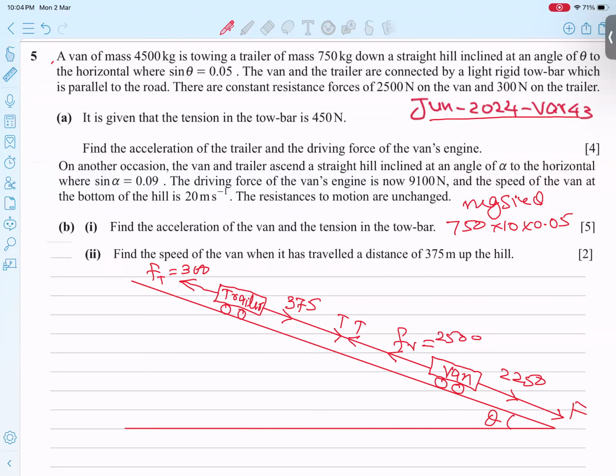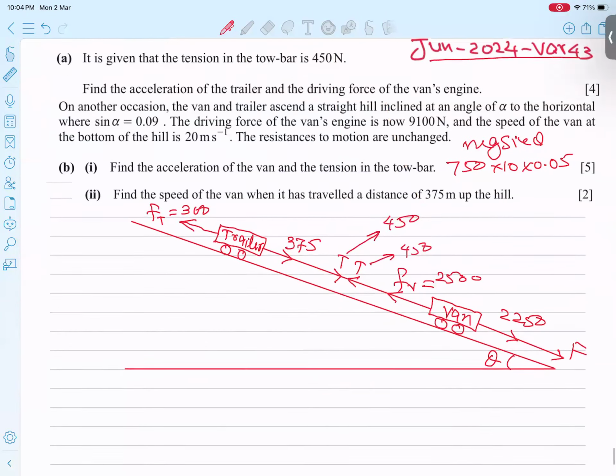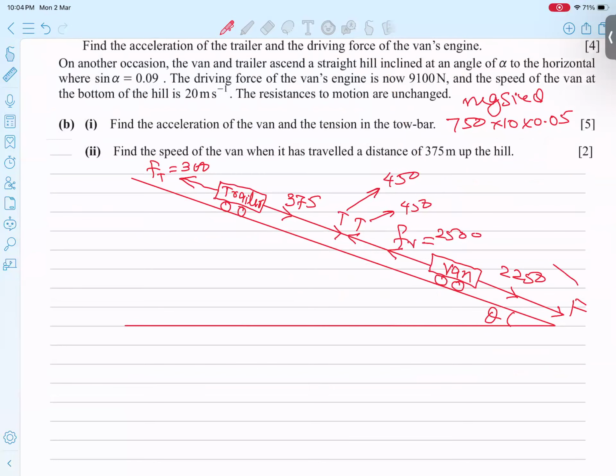Now I think the data is very clear. Everything is mentioned, and the tension given is 450 and 450. So this value I'm writing 450, and this value I'm writing 450 newtons. Now I'm going to make one formula for the van and one formula for the trailer. Make sure how many forces are acting on this: number one, number two, number three, number four. Four forces. So that was the formula we basically use: net force is equal to ma.